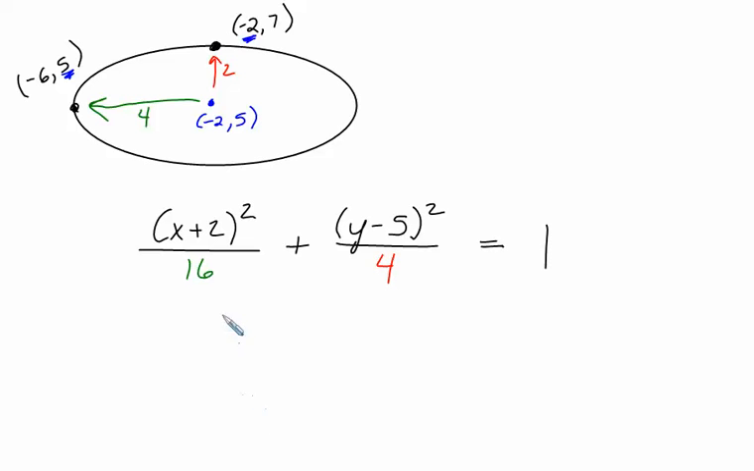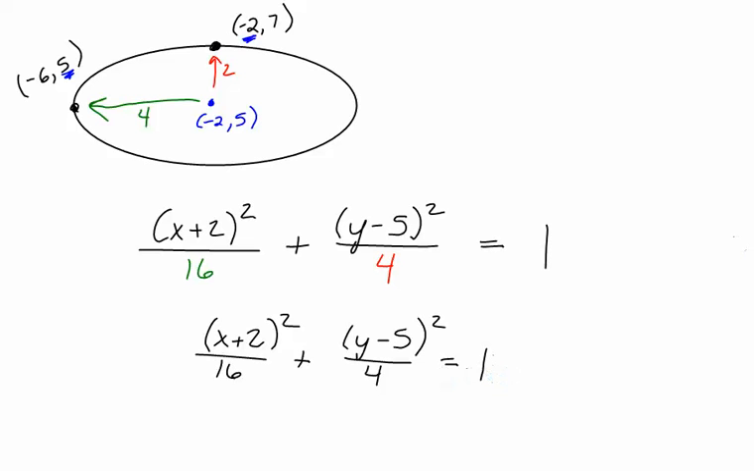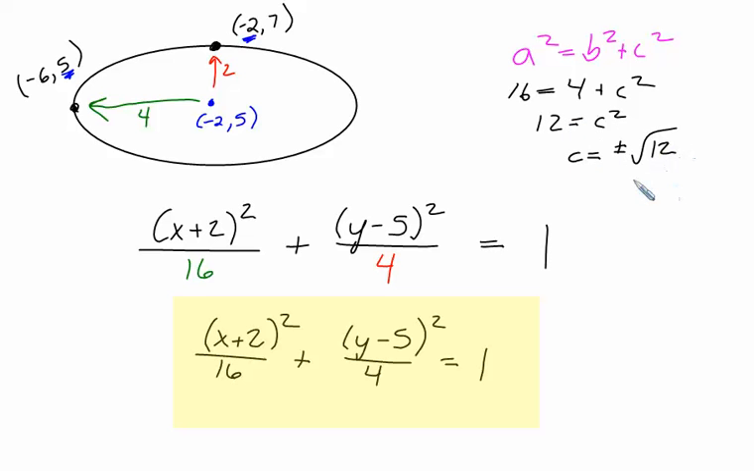And that's actually our equation. X plus 2, the quantity squared, all over 16, plus y minus 5, the quantity squared, all over 4, is equal to 1. If we wanted to determine the focal points, remember for focal points we've said that a squared is equal to b squared plus c squared. A is the larger, and a squared is actually 16. B is the smaller, b squared is actually 4. So we would have 12 is c squared, or c would be plus or minus the square root of 12. Please simplify, so c would be plus or minus 2 radical 3.